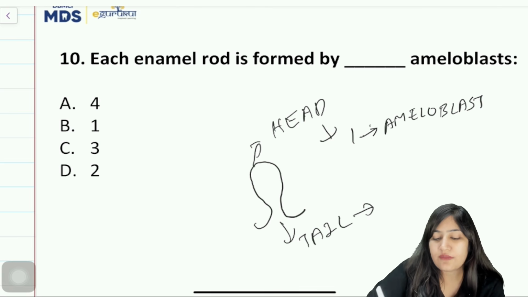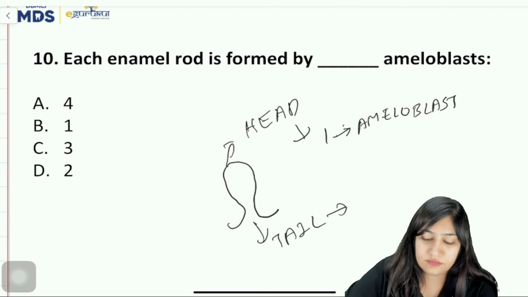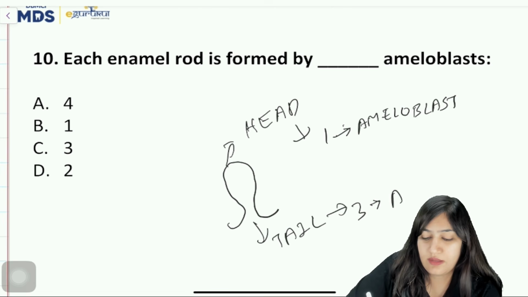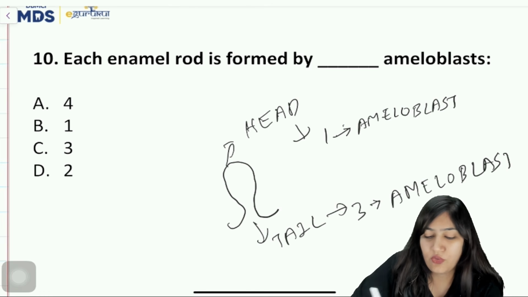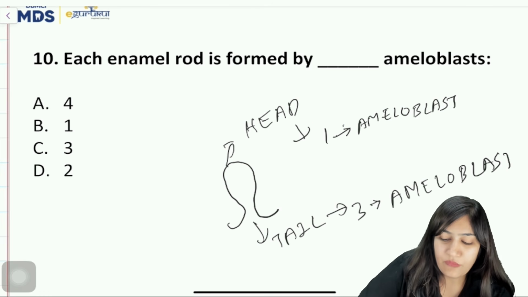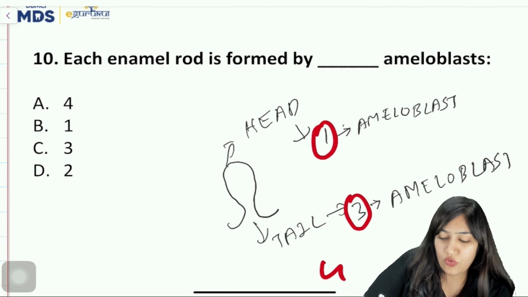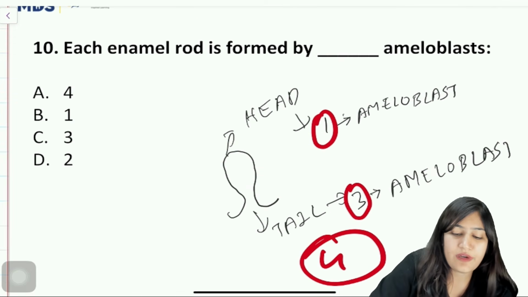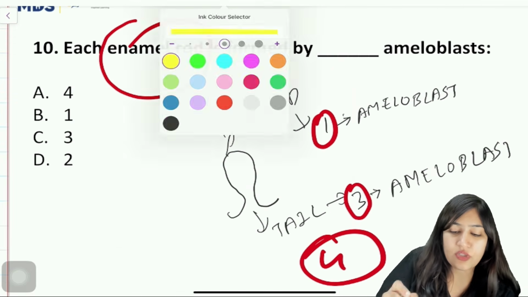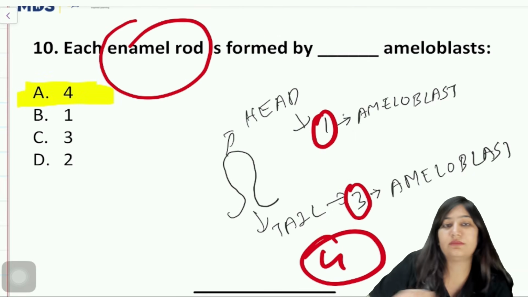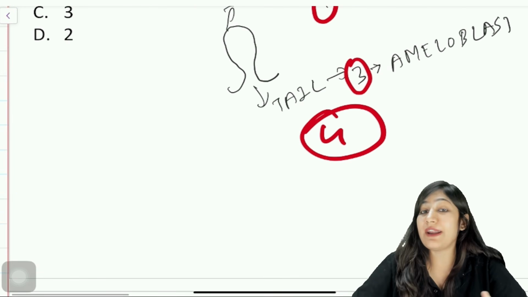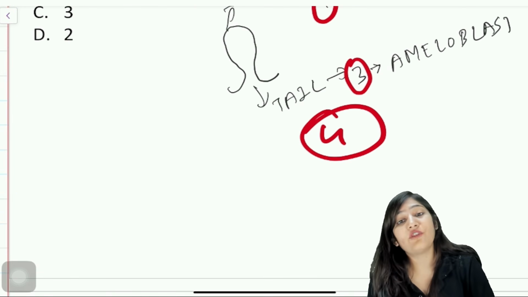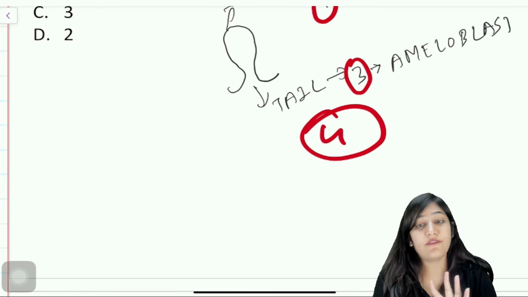And the tail portion is formed by 3 amyloblasts. So in total, 1 plus 3 is 4. So 4 amyloblast cells are involved in the formation of one enamel rod. So the correct answer here is 4. Please remember, the head end is formed by 1 amyloblast, the tail end is formed by 3 amyloblasts. So in total, 4 amyloblasts.